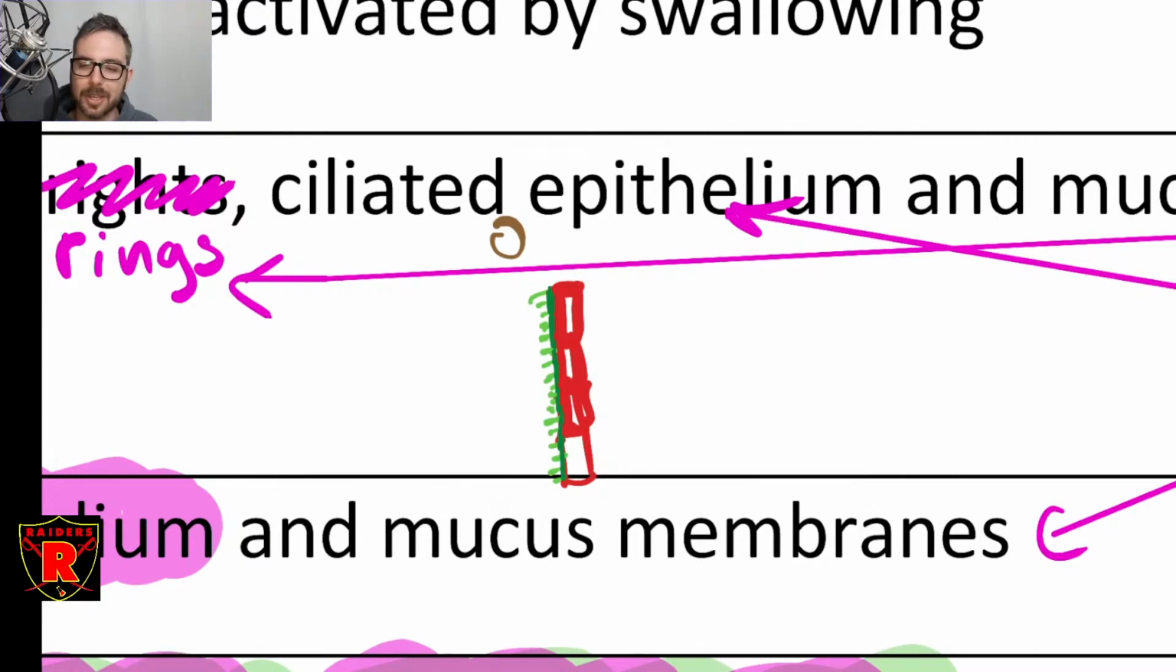Well, this ciliated epithelium takes care of the rest of that for you. It moves those particles back up into the oropharynx, or into the pharynx, which allows you to swallow them. I think that's so fascinating. You have like a little vacuum cleaning system in there.